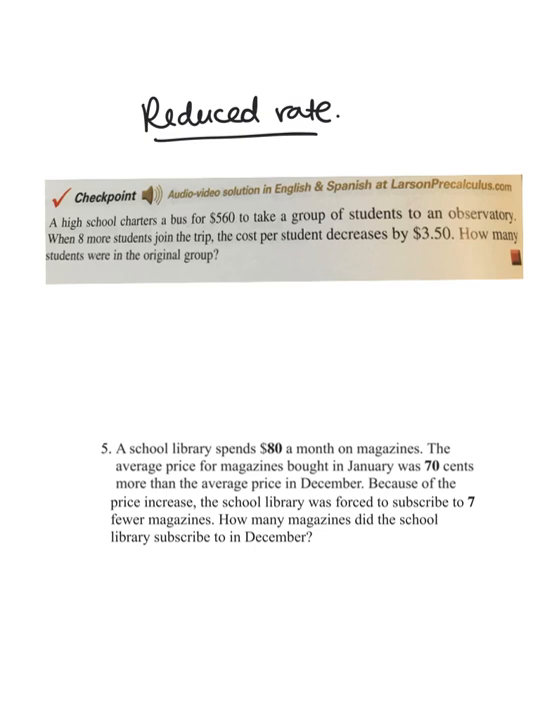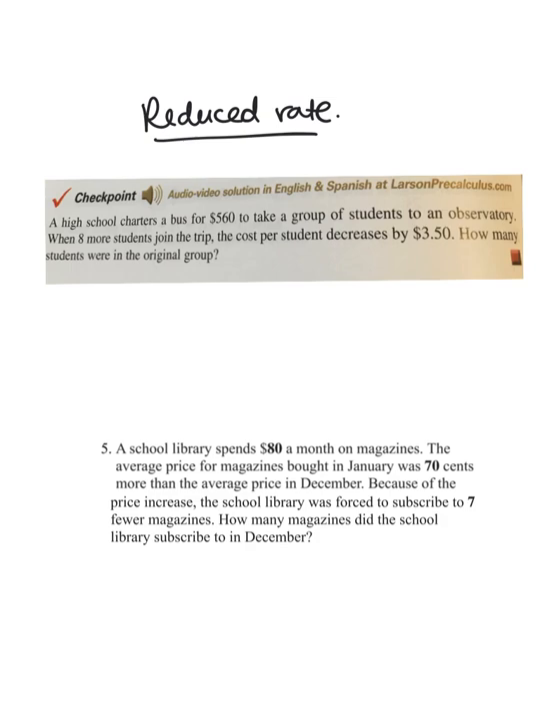This problem is from a checkpoint in your text, which is right underneath one of the examples, and I recommend always looking at both of those if you want extra problems. A high school charters a bus for $560 to take a group of students to an observatory. When 8 more students join the trip, the cost per student decreases by $3.50. How many students were in the original group?